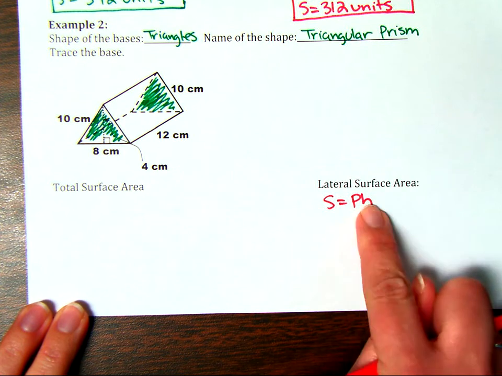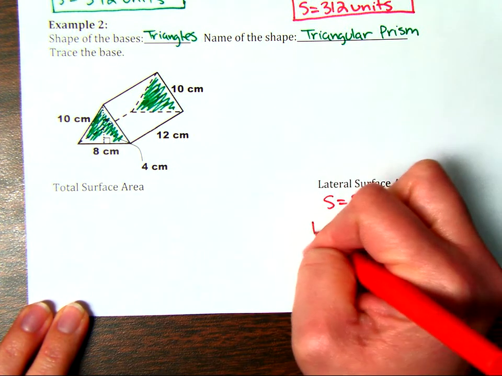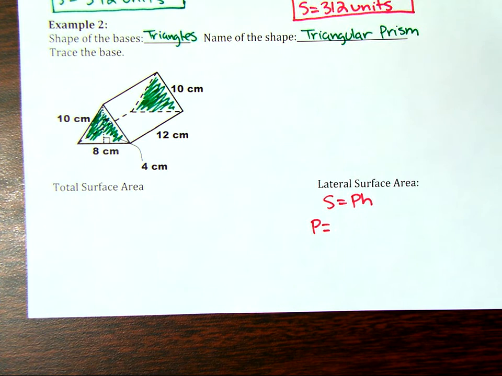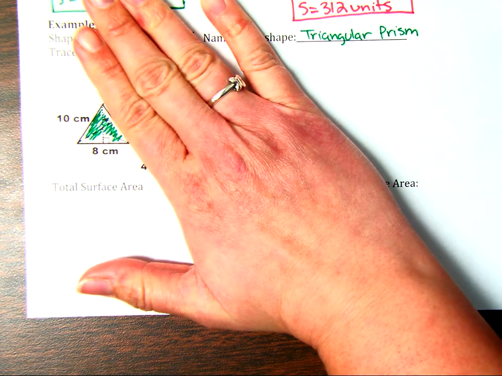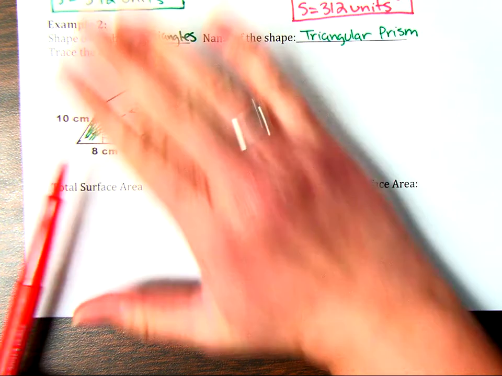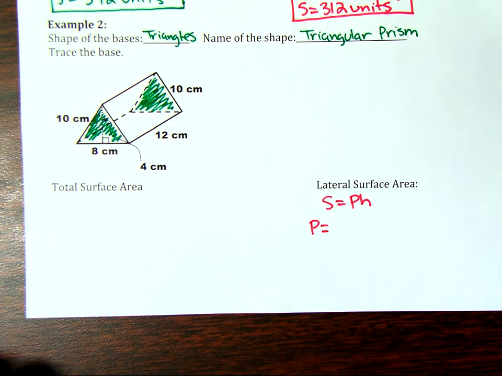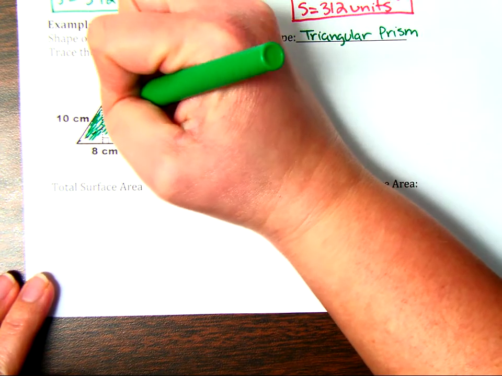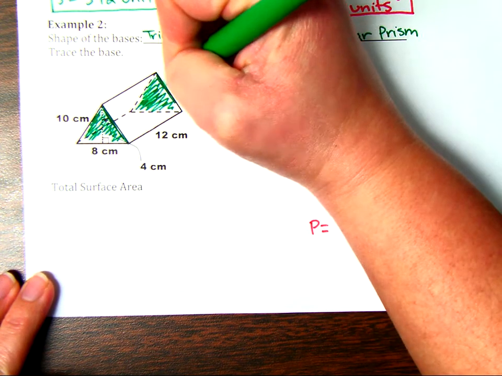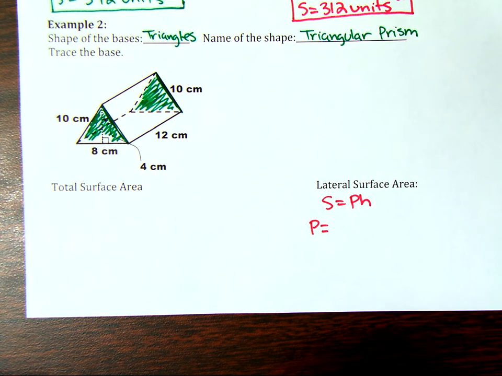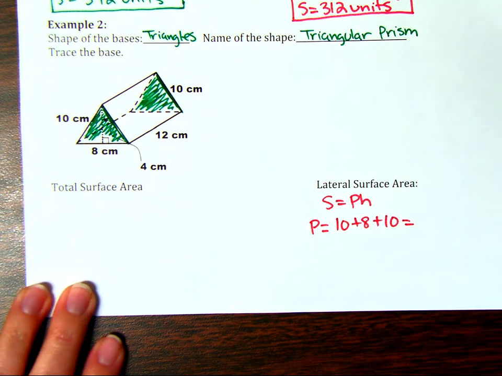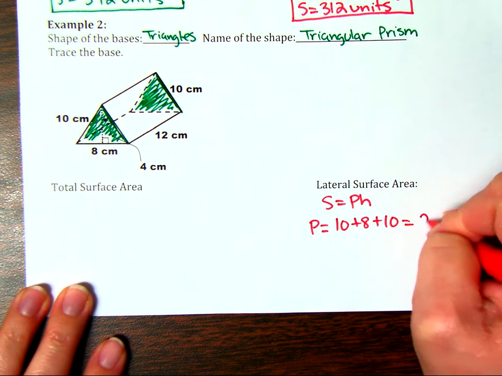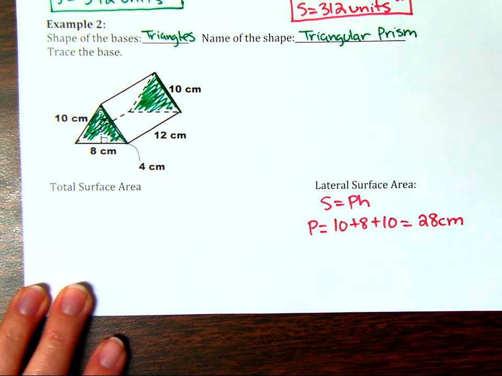I like to find the lateral surface area before the total surface area because this is part of this equation. So the capital P stands for perimeter of the base. If you fold that up, I see 10 and I see 8, but if you stop and think about it, this triangle right here is opposite, parallel, and congruent, so that's also 10. So my three sides are 10 plus 8 plus 10, which is 28 centimeters.